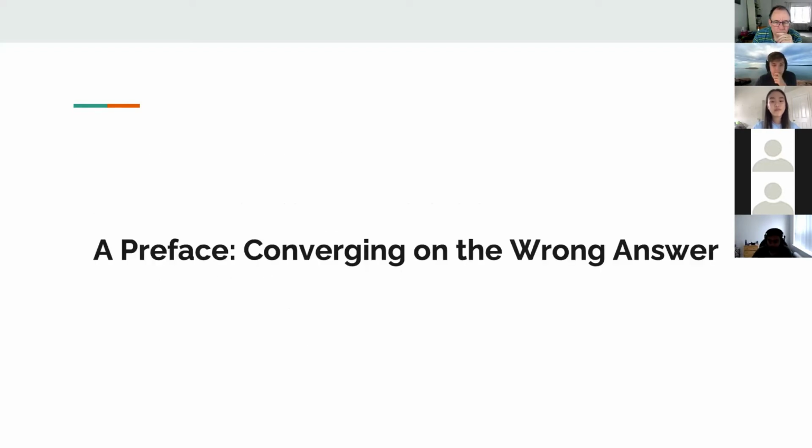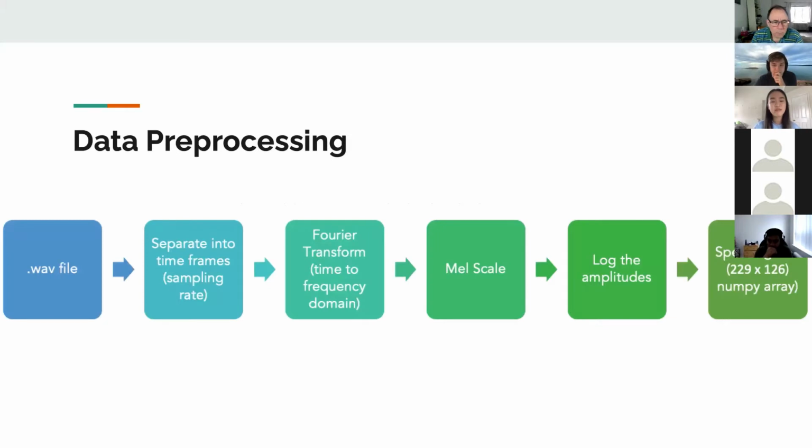We know that sometimes networks pick up on the wrong patterns, and that kind of happened in our case. Our network was able to converge, but it also converged on the wrong pattern, but we'll discuss that more in results.